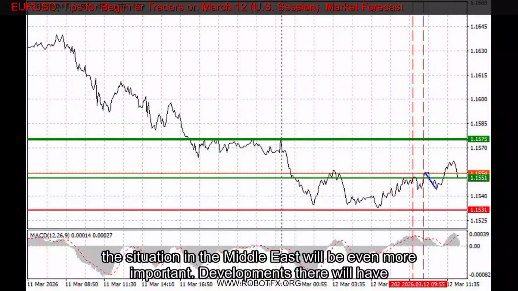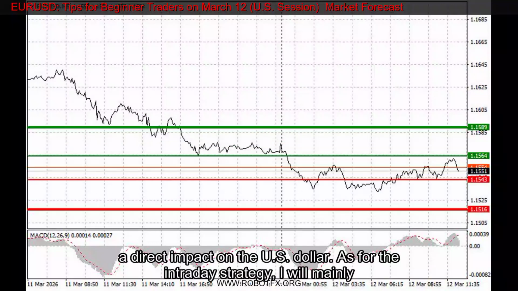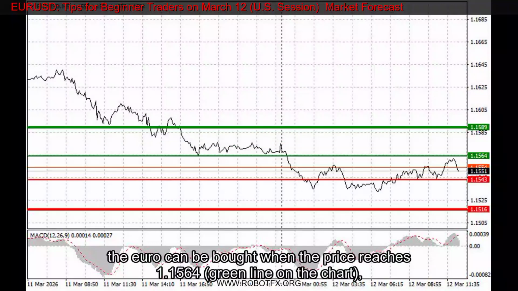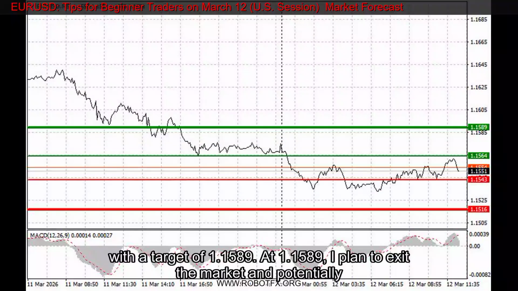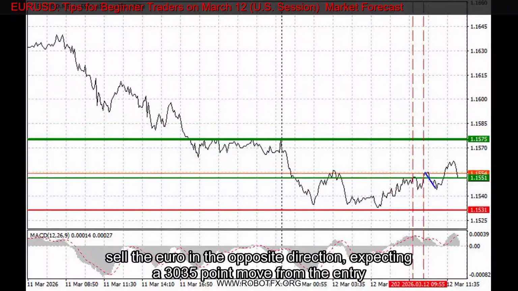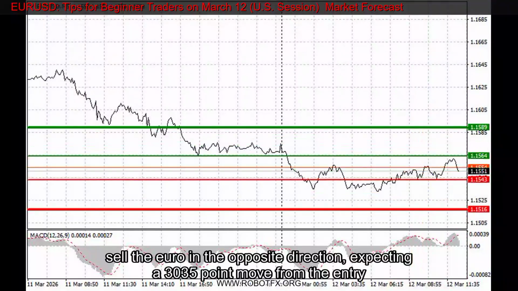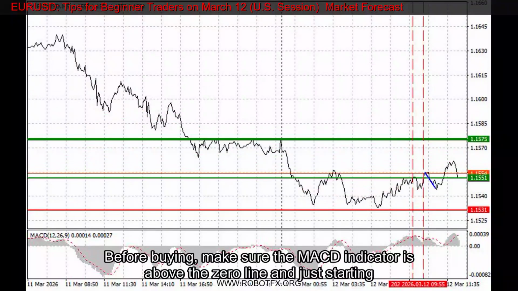As for the intraday strategy, I will mainly rely on scenario No. 1 and scenario No. 2. Buy signal scenario No. 1: today, the euro can be bought when the price reaches the 1.1564 green line on the chart, with a target of 1.1589. At 1.1589, I plan to exit the market and potentially sell the euro in the opposite direction, expecting the 3,035-point move from the entry point. A rise in the euro can be expected after weak US economic data. Important, before buying, make sure the MACD indicator is above the zero line and just starting to rise from it.